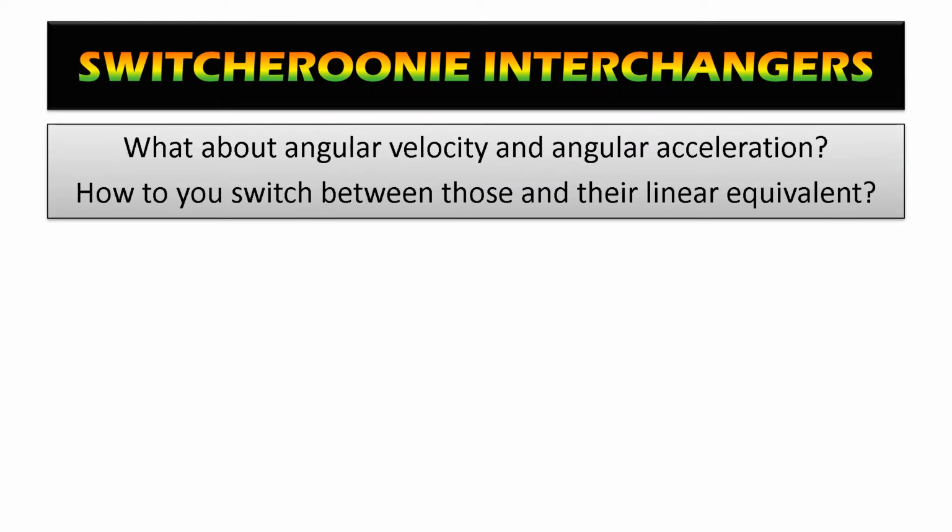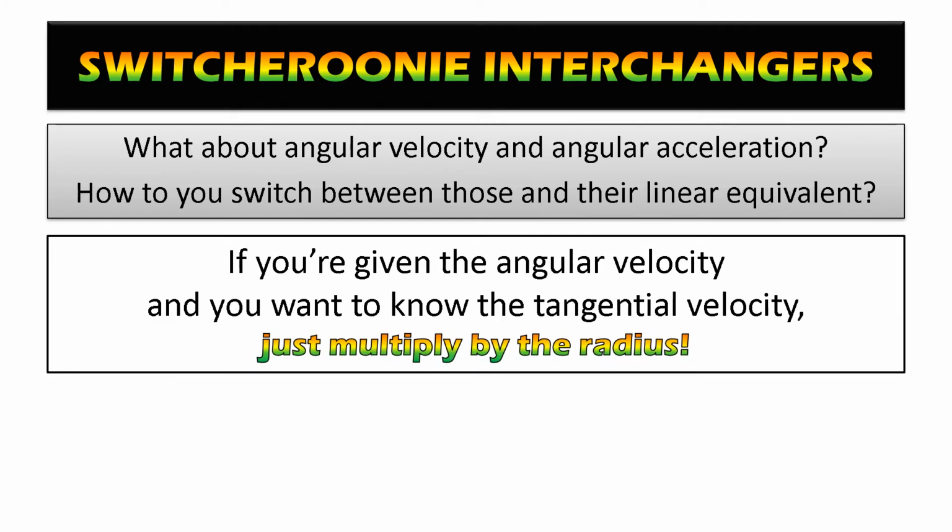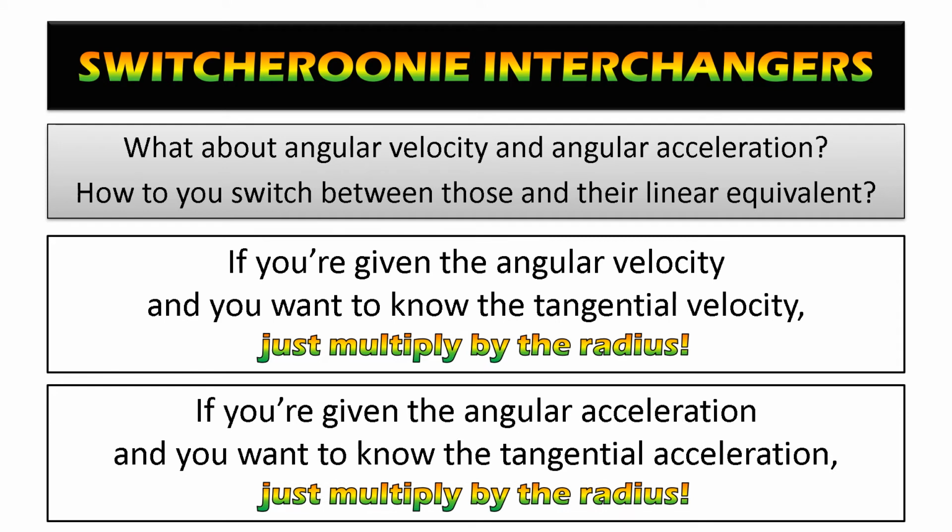So what about angular velocity and angular acceleration? We've already seen the S equals R theta equation. How do you switch between those and their linear equivalent? If you're given the angular velocity and you want to know the tangential velocity, it's the same thing. You just multiply the rotational physical quantity by the radius, and you're given the linear or the tangential velocity. And same with the angular acceleration. You multiply the angular acceleration by the radius, and then you get the tangential acceleration.